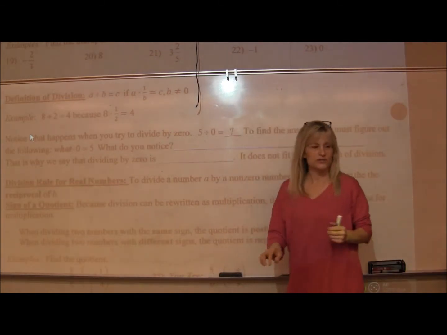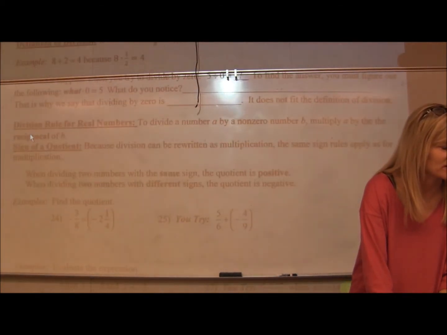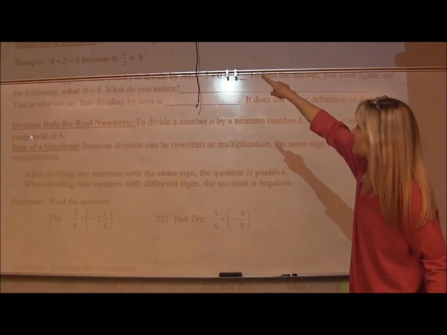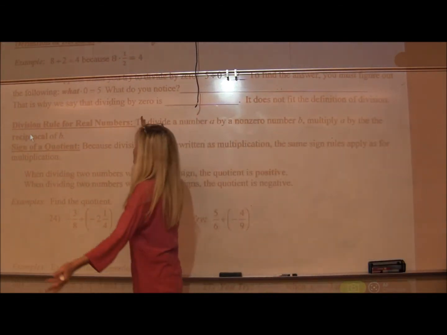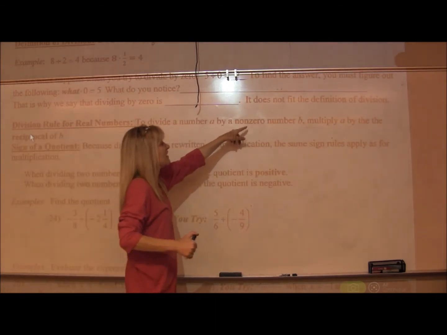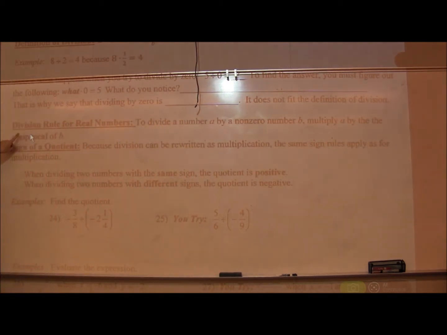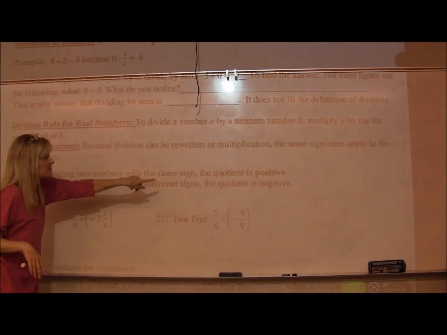The division rule for real numbers follows directly from the definition of division. It's almost the same thing. So the definition of division was up here. The division rule for real numbers just says to divide a number A by a non-zero number B, multiply A by the reciprocal of B. It's really saying the same thing. Now, just like with multiplication, a quotient of two numbers with the same sign is positive, so a negative divided by a negative is positive. When dividing two numbers with different signs, the quotient is negative.